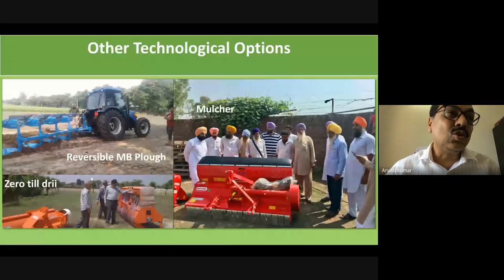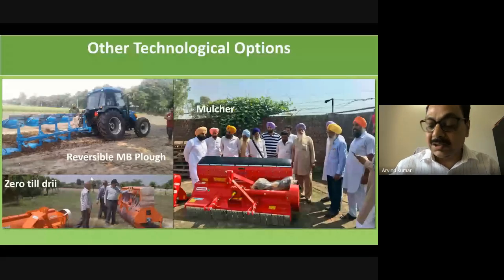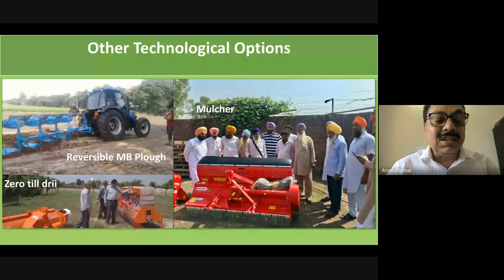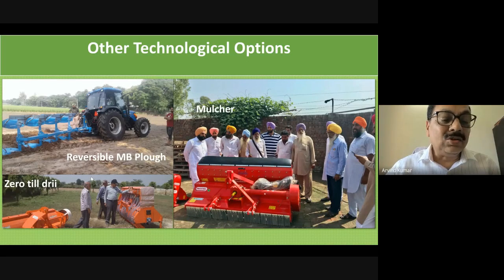So this solves the problem of the short window for sowing the next crop in the case of wheat. There are others: if you are using it to cultivate potato or vegetables, then the reversible MB plough is there. You can use it. Then the mulcher actually chops the paddy stubbles, and after that you can use other machinery like the happy seeder and zero till drill. Or you can remove the straw or stubbles from the field and use the zero till drill.